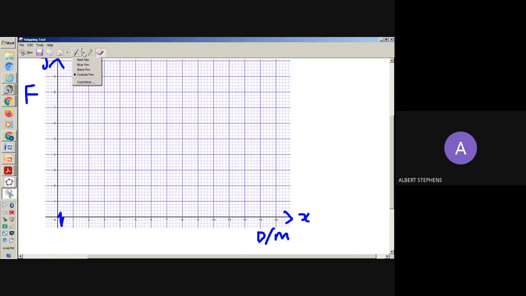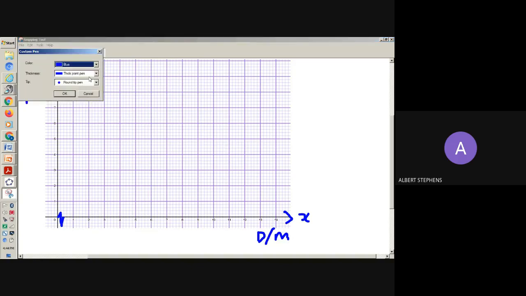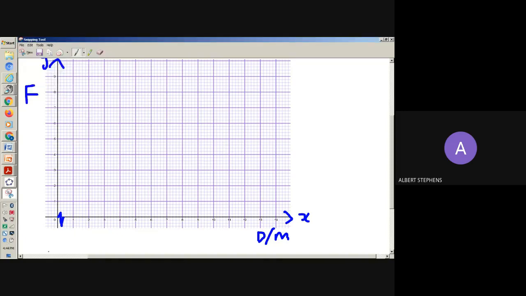So here you would have 20, 25, 30, 35, 40, 45, 50, etc., 55.